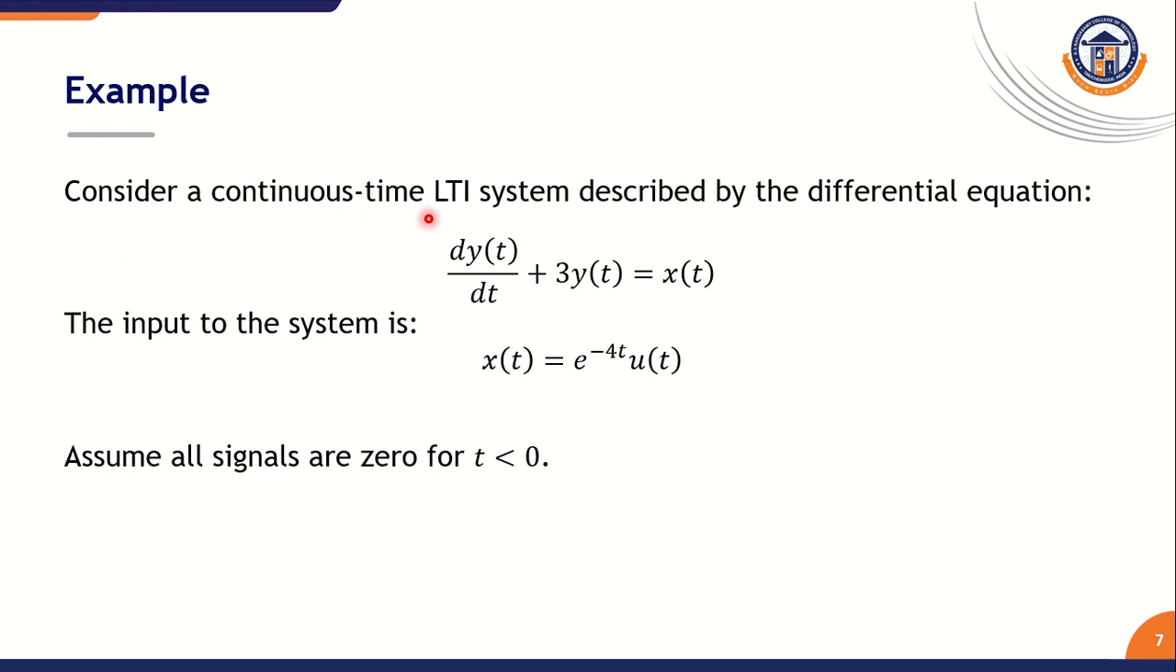Consider a continuous time LTI system described by the differential equation dy of t by dt plus 3y of t equal to x of t. The input to the system is x of t equal to e^(-4t) u of t. Here we assume all signals are 0 for t less than 0. This is one example problem. From this problem, we can understand the concept of solving a differential equation using the Fourier transform.